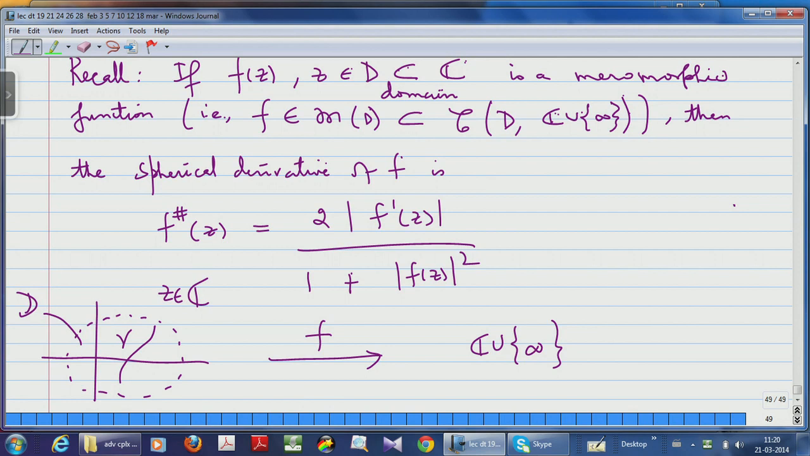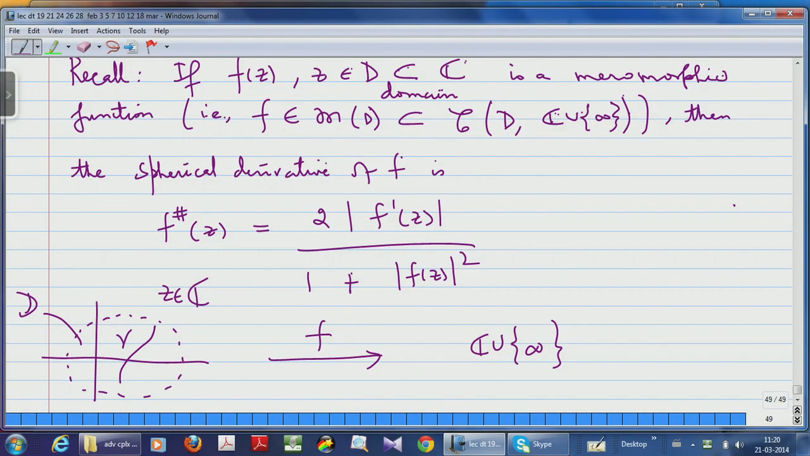f is a meromorphic function, so f is meromorphic on D means f is holomorphic, that is analytic, on D, except for a subset of isolated points of D where f has poles. But at the poles also the value of f has been defined to be infinity, so your curve gamma can pass through the poles. And that's a technical thing that I want to explain to you about.